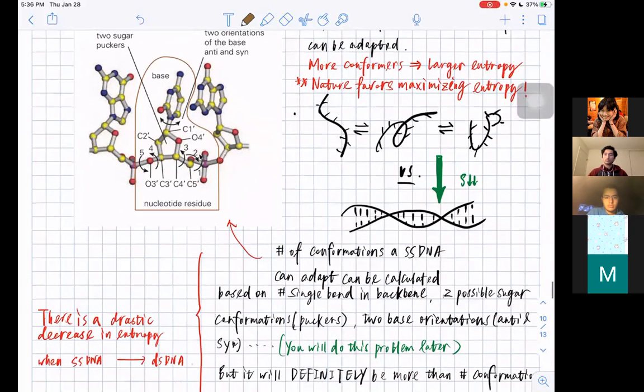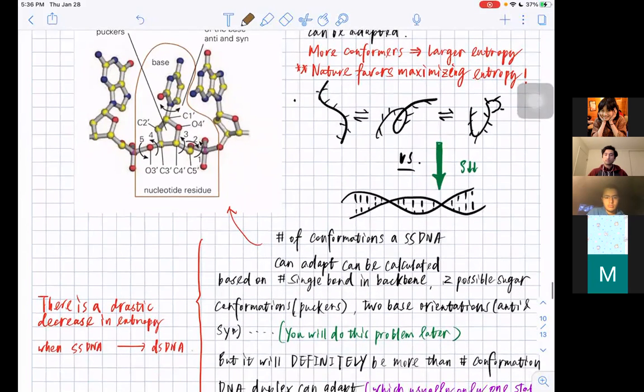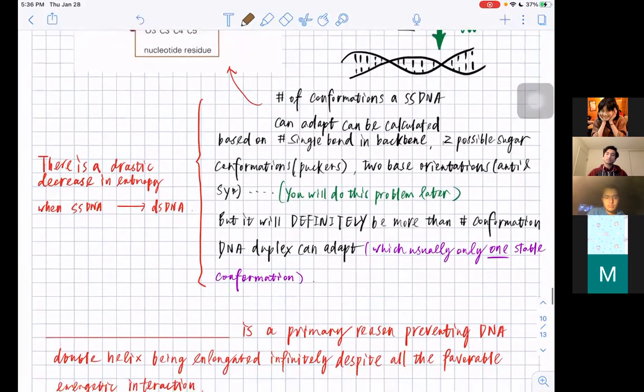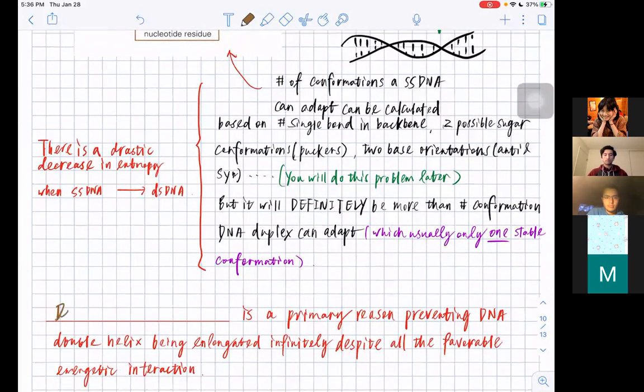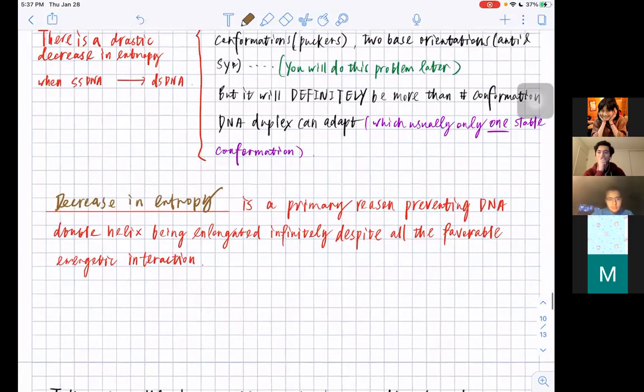But even without calculation, we can be sure that double-stranded DNA is in a lower entropy state than single-stranded DNA. And this decrease in entropy is a major reason why the DNA double helix will not be elongated infinitely, despite all the favorable energetic interactions.